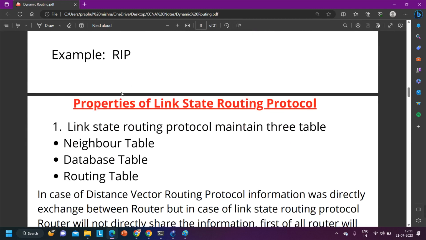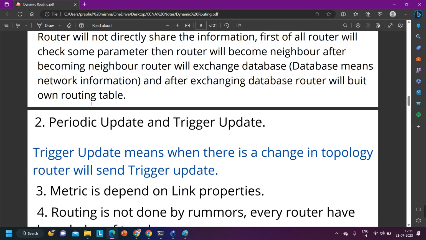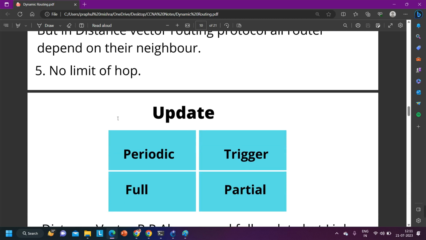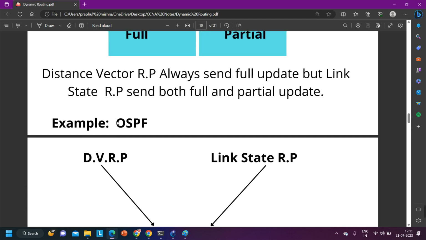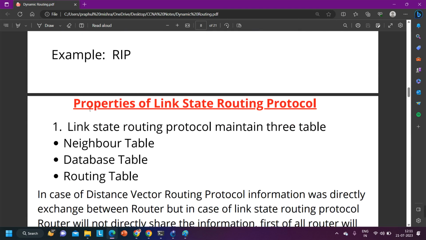Here we have discussed the properties of link state routing protocols. We already discussed this, and I told you the example of this routing protocol is OSPF. That means whatever properties we discussed here, all those properties are applicable for OSPF, because an example of a link state routing protocol is OSPF.